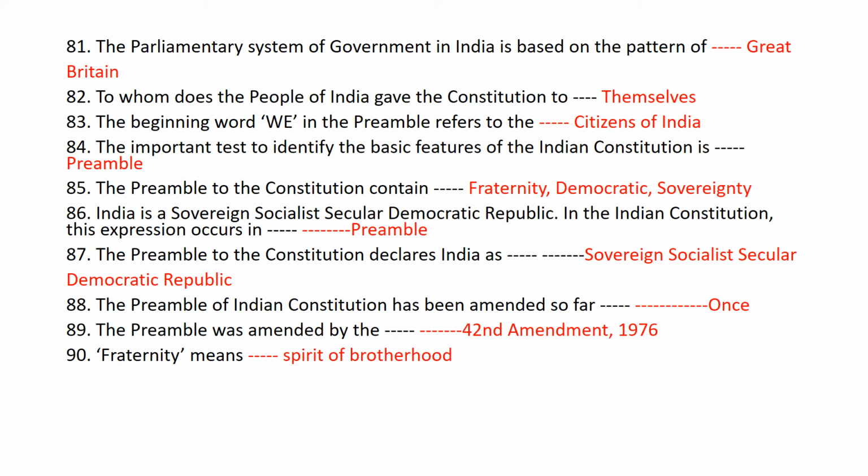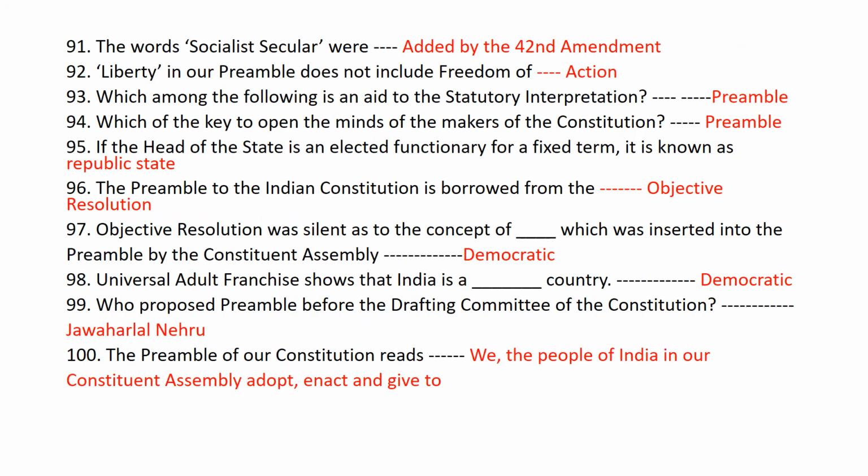The preamble of the Indian Constitution has been amended so far one time. The preamble was amended by the 42nd Amendment 1976. Fraternity means spirit of brotherhood. The words socialist and secular were added by the 42nd Amendment. Liberty in our preamble does not include freedom of action. Which among the following is an aid to statutory interpretation? The preamble. Which is a key to open the minds of the makers of the Constitution? The preamble.